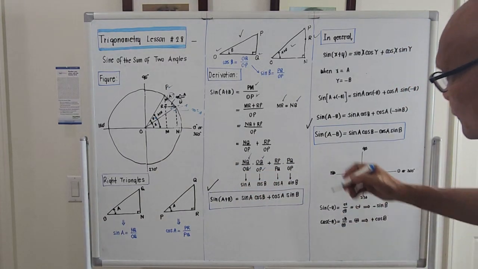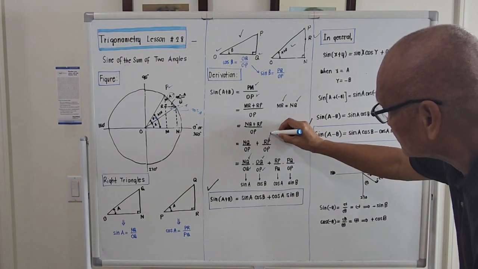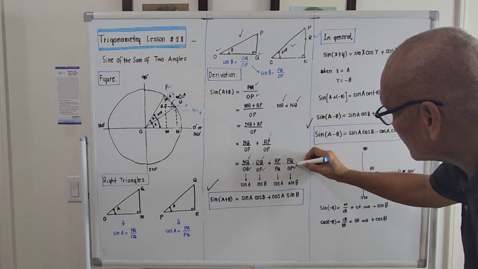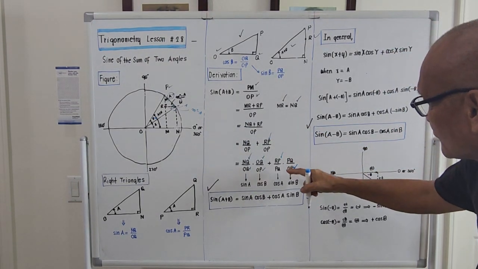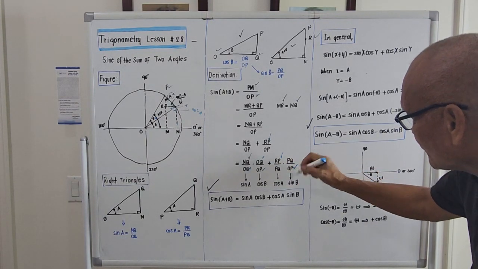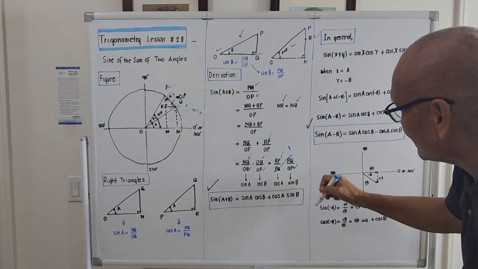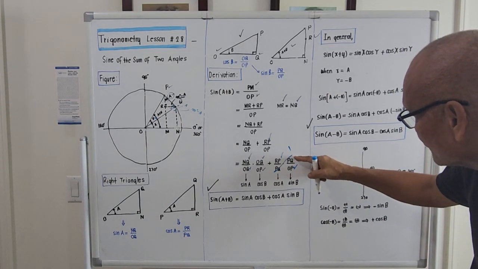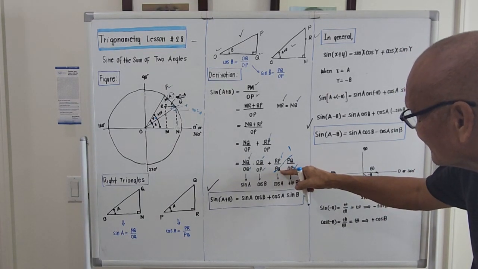For the second one, I will rewrite RP, then I will rewrite OP. Then I will introduce PQ, because PQ over PQ is actually 1. This is actually 1, but I could place it as PQ. Okay?